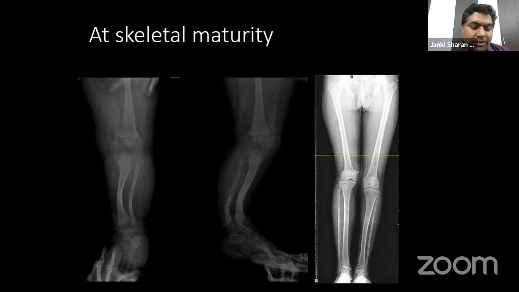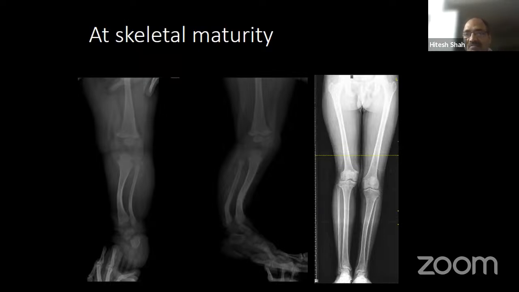Now, we can expect 5 centimeter shortening. What would you do? Very simple question. 5 centimeter shortening, or expected 5 centimeter at skeletal maturity, what will you do? Sir, surgeries. 5 centimeters is too much, maybe. Even 2 centimeters is quite a lot for a shoe raise.